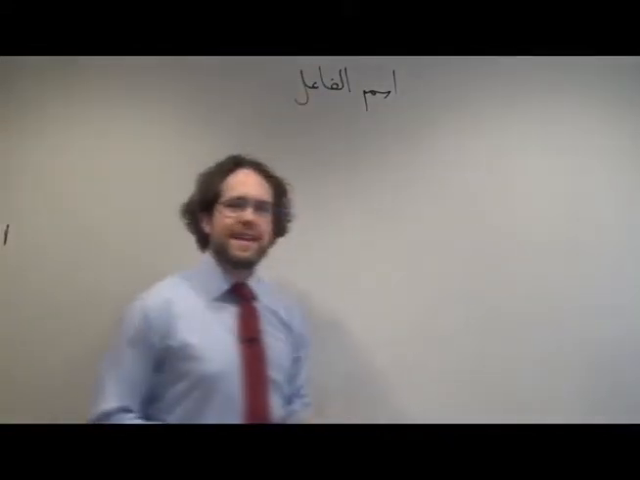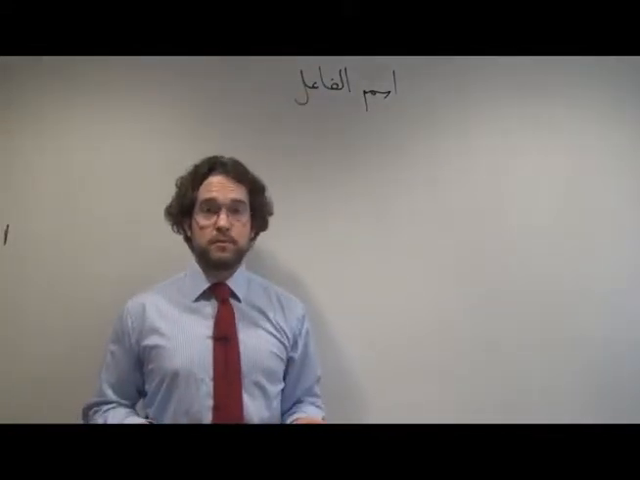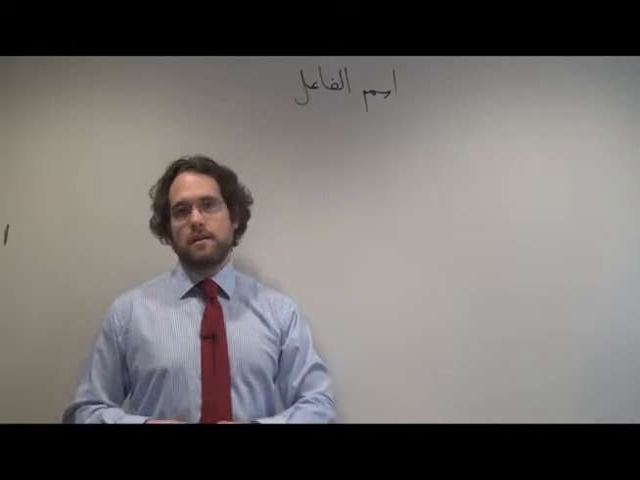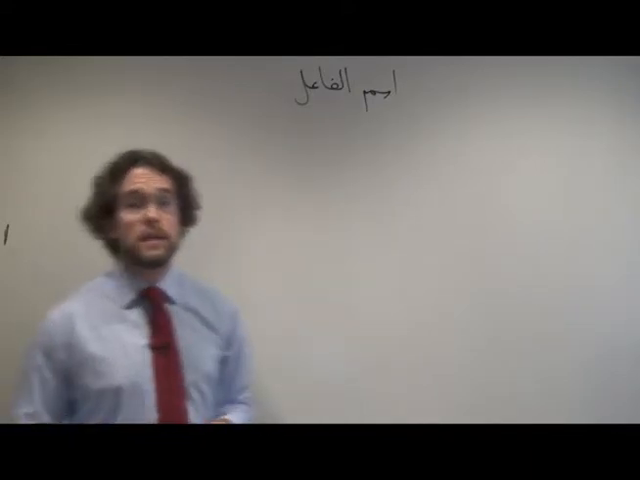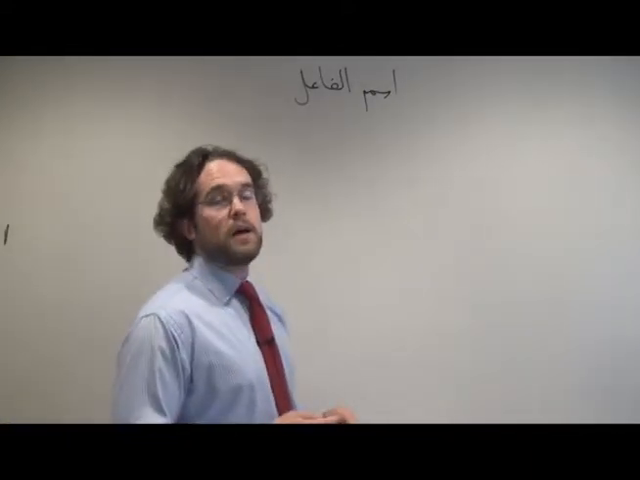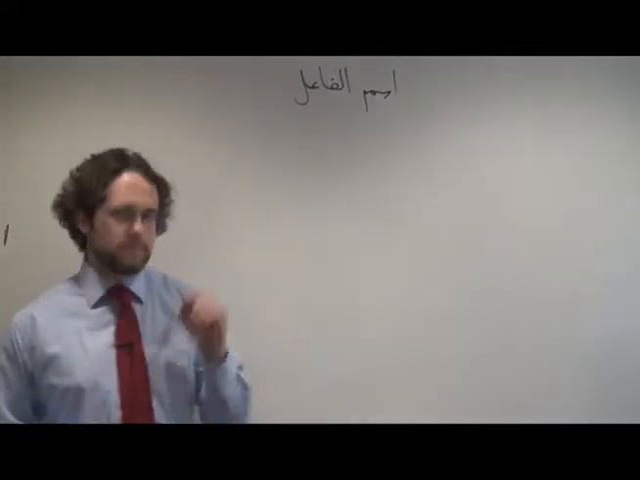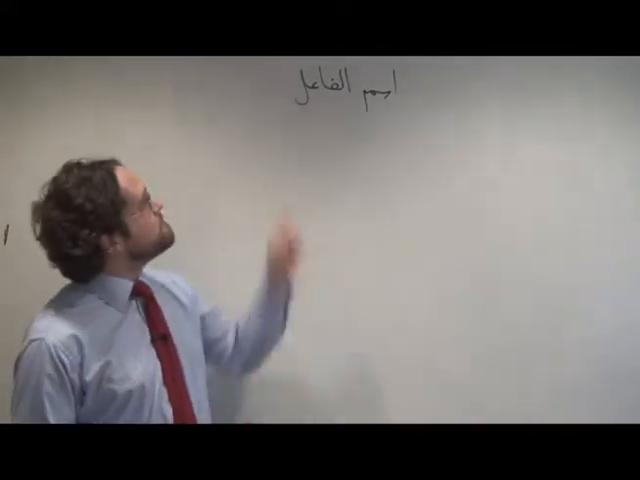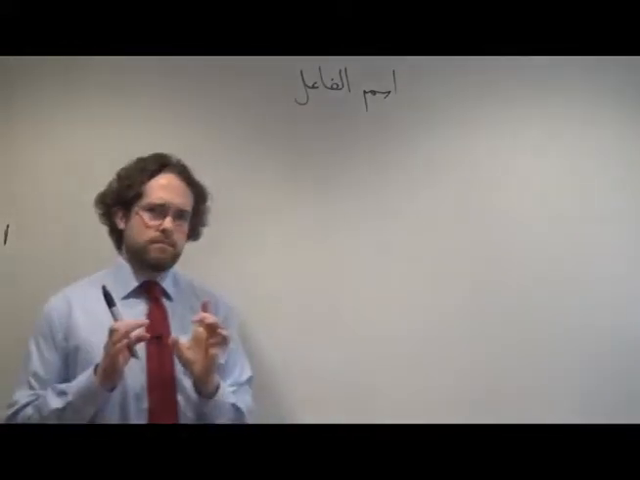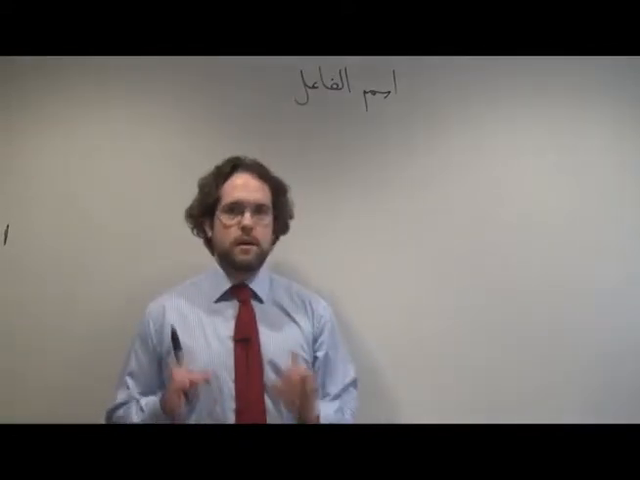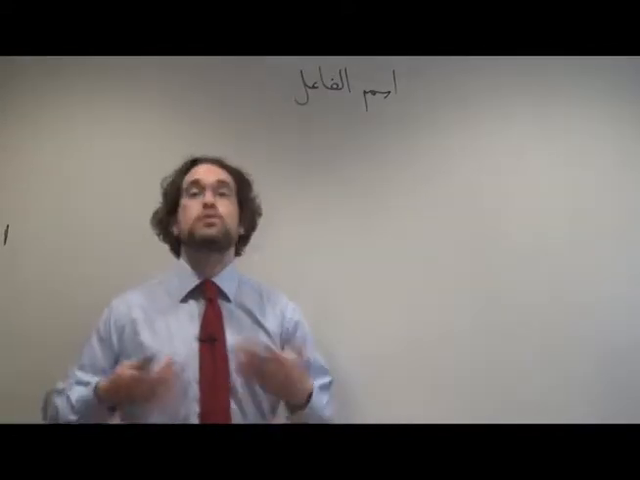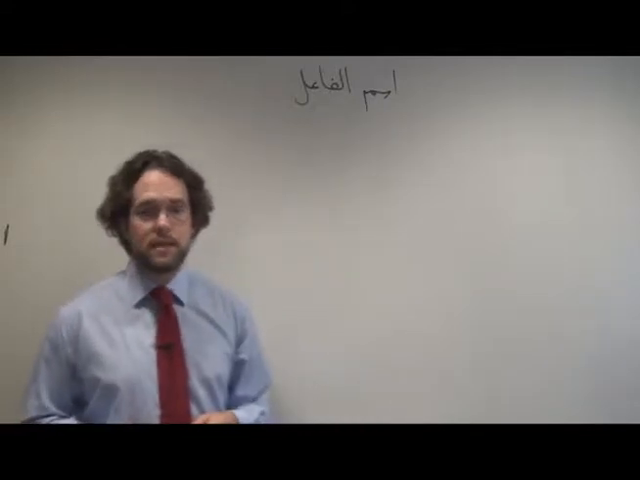Right now we're going to talk about a structure called ism al-fa'il, or what we sometimes call in English the active participle, right? The doer of an action. If you've studied al-jumla al-fa'liya, you can remember that when we diagram a verbal sentence in Arabic, fa'il is the subject of a sentence, right? The doer of the verbal action in the sentence.